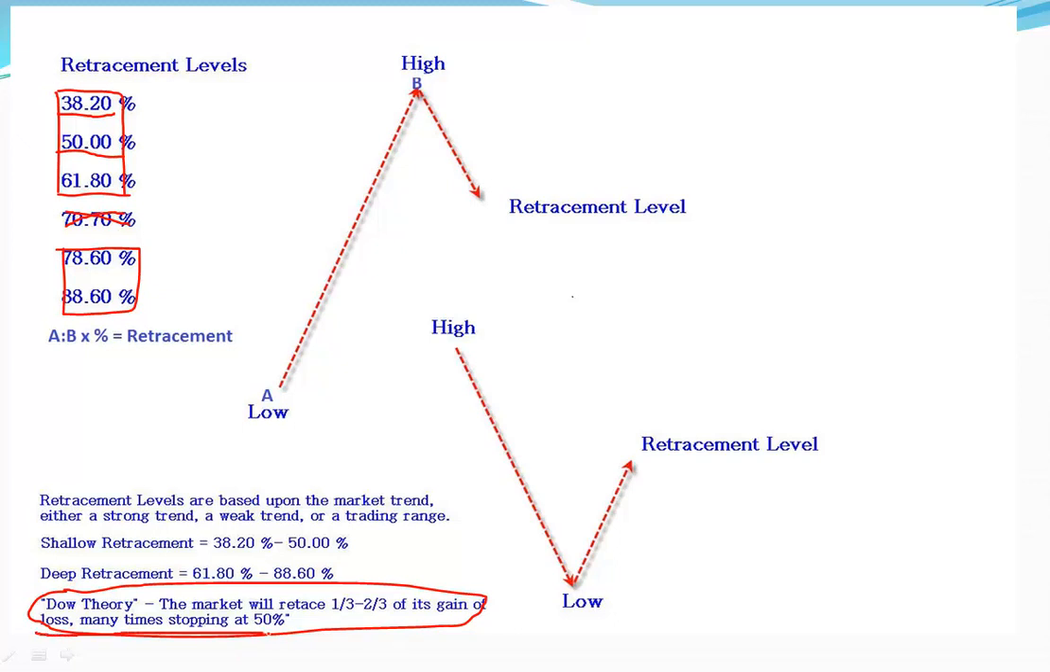And that book gives you the theory of the technical analysis of the markets. It says that the market can retrace 1/3 to 2/3 of its gain or loss, many times stopping at 50%. So we're going to look at 1/3, 50% or half, and then 2/3.